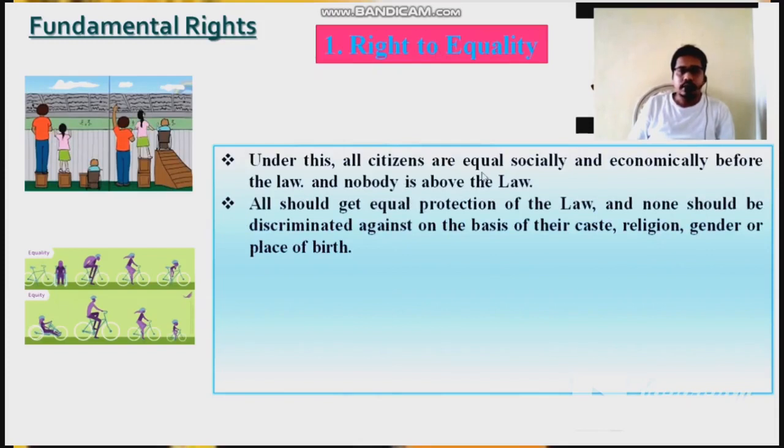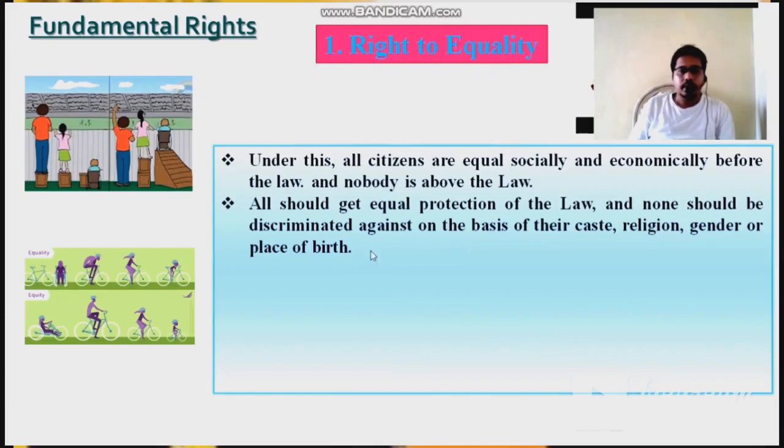There is no discrimination. Under this, all citizens are equal socially and economically before the law. No person can be judged on the basis of social status or economic status. Everybody is equal in front of law. I am equal in front of law compared to the Prime Minister, the President and anybody. It means everyone is equal in front of law and nobody is above the law.